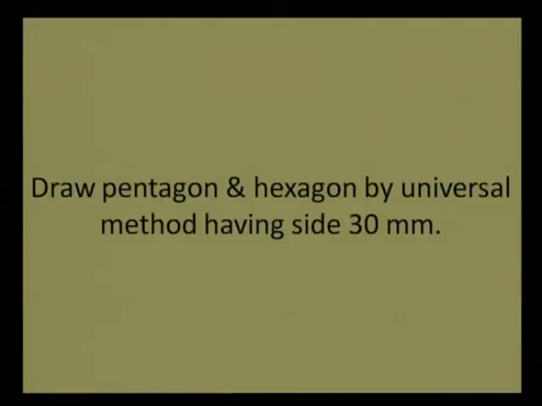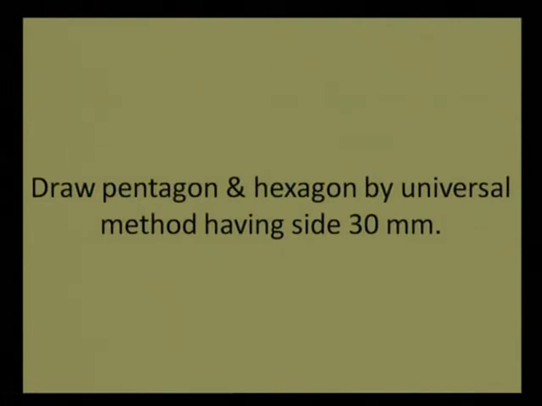Draw pentagon and hexagon by universal method having side of 30 mm. With this universal circle method, we can draw n number of polygons, but in this we need to draw pentagon and hexagon only, which are having side of 30 mm. We will see the step by step procedure how to draw any polygon using universal circle method.